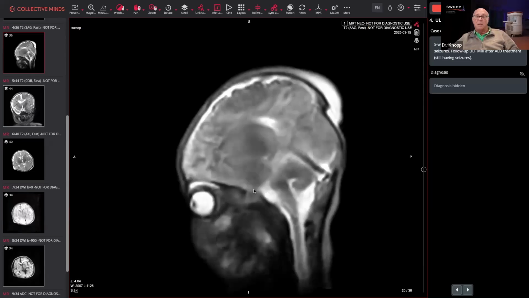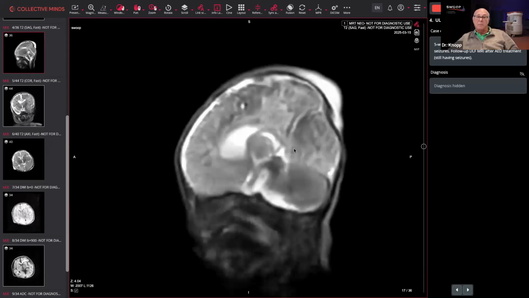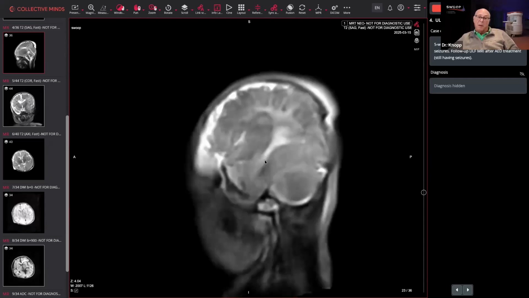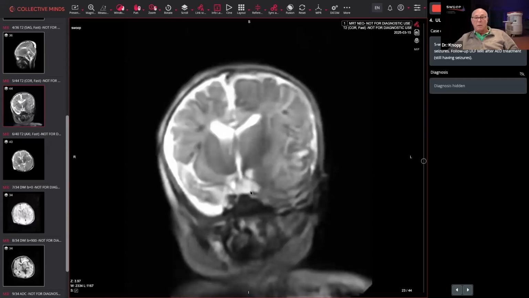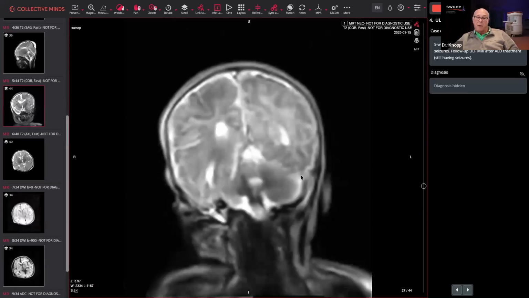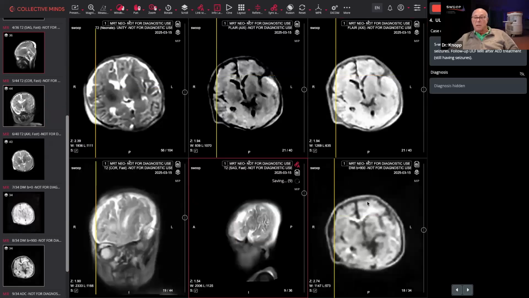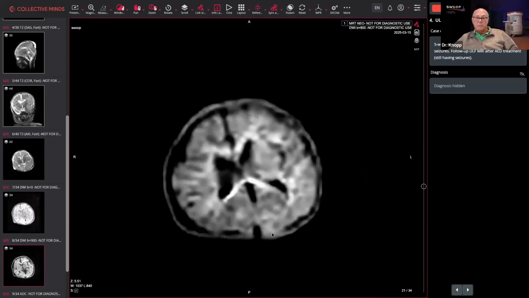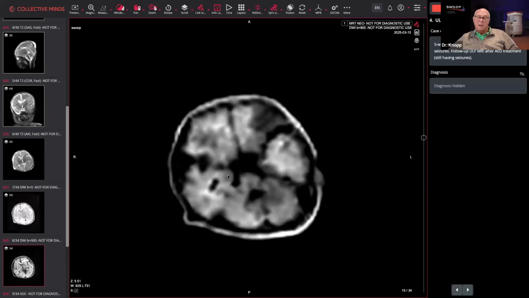Looking at the sagittal, again, we get a sense of the scalp soft tissue swelling. There is some irregularity. We can see that here. I think it's easier to see on the coronal. Again, so that inferior left temporal lobe and the diffusion weighted image is showing some evidence, it's a little difficult to see, of restricted diffusion.